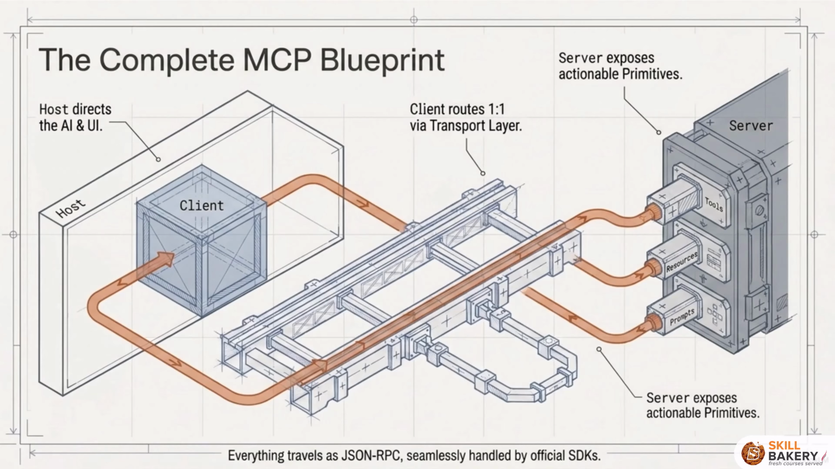Putting it all together, we see the complete blueprint. The host directs the AI and UI. The client routes the one-to-one connection via the transport layer, and the server exposes actionable primitives. Everything is seamlessly handled by official SDKs, ensuring that data moves reliably from the user's intent to the server's execution.